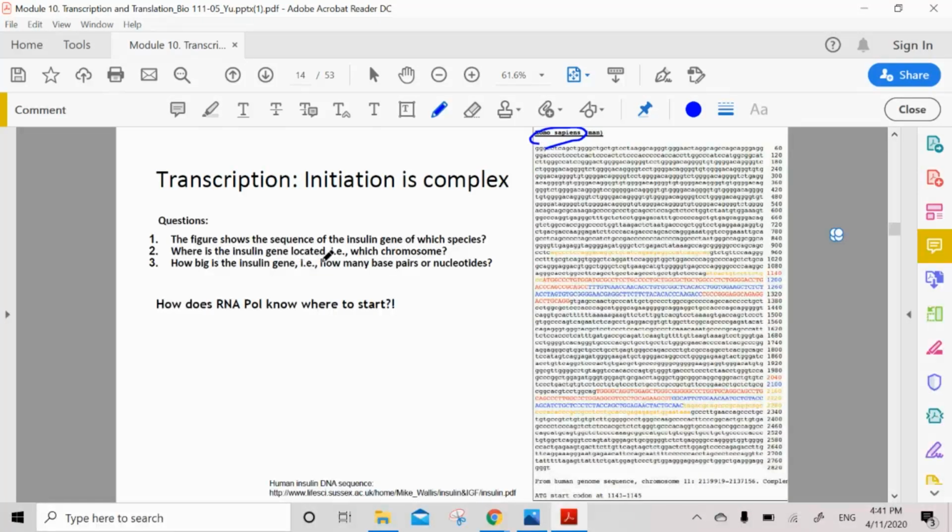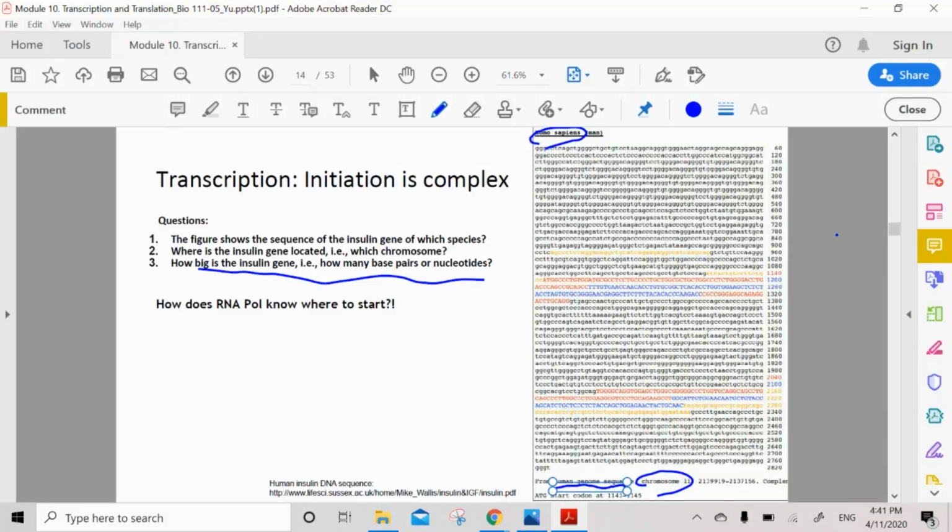Number 2, where is the insulin gene located? I.e., is located on which chromosome. So you're gonna have to read all the information, and you go down to the end from human genome sequence and chromosome 11, right? So for humans, insulin gene is located on chromosome 11. So how big is the insulin gene? How many base pairs or nucleotides?